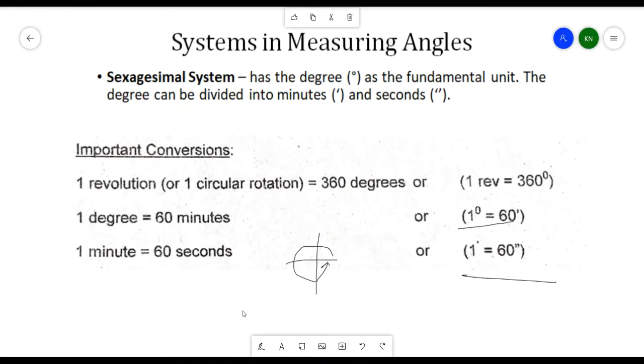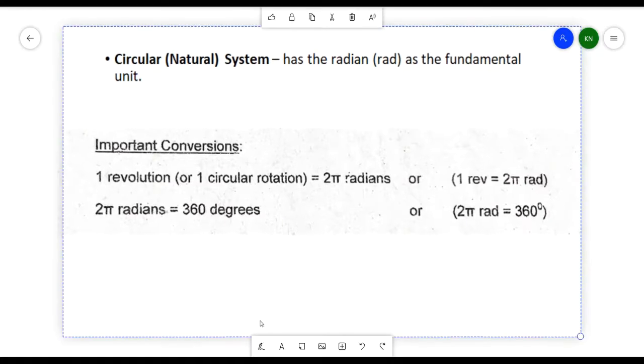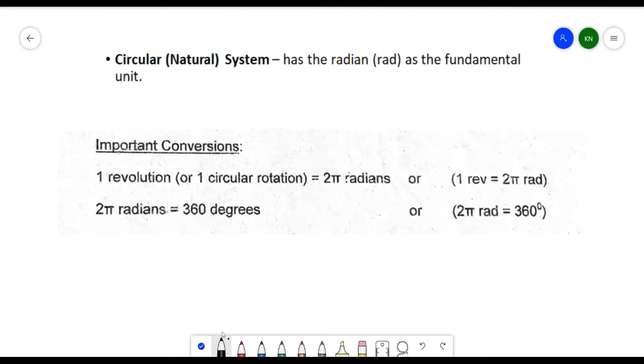The next system of measuring angles is the circular or natural system, which has the radian as the fundamental unit. The important conversions that we need to know: one revolution or one circular rotation is equivalent to 2 pi radians, or 2 pi rad. And 2 pi rad is equivalent to 360 degrees, meaning to say again, from a Cartesian plane, one 360 degrees rotation is equivalent to 2 pi rad or 2 pi radians.